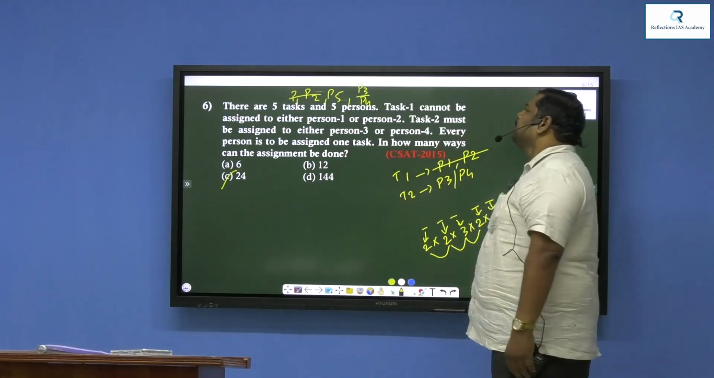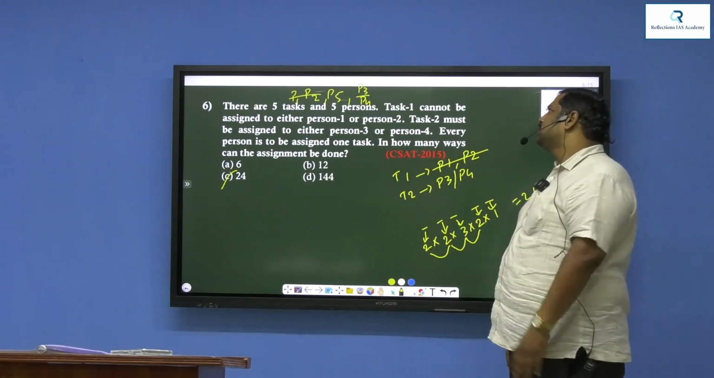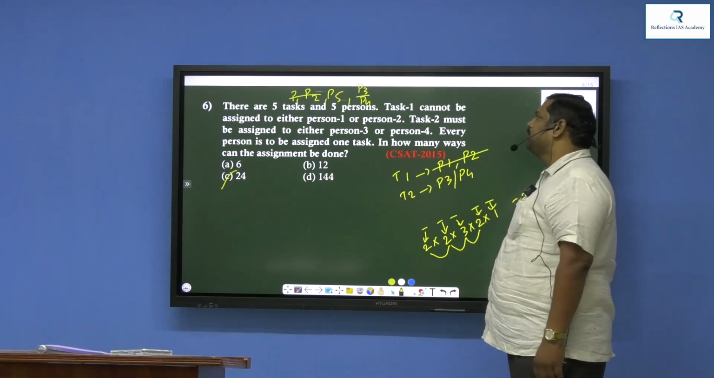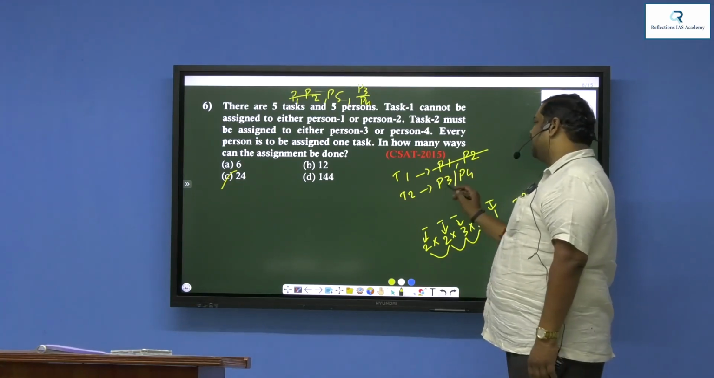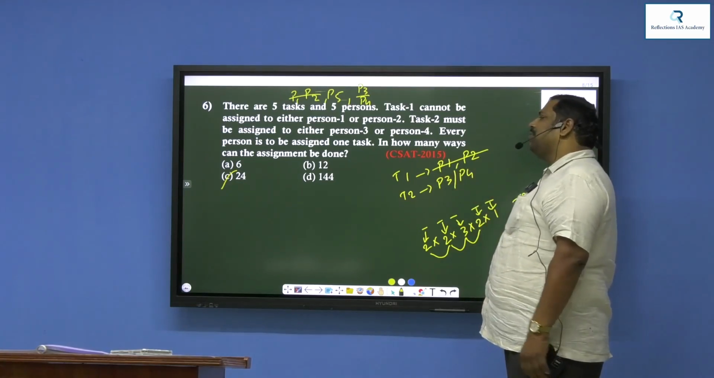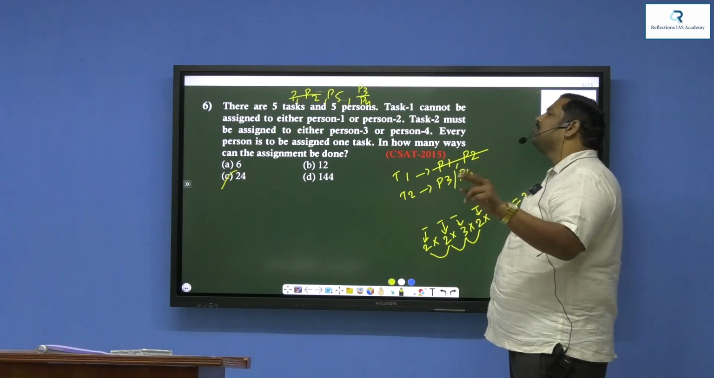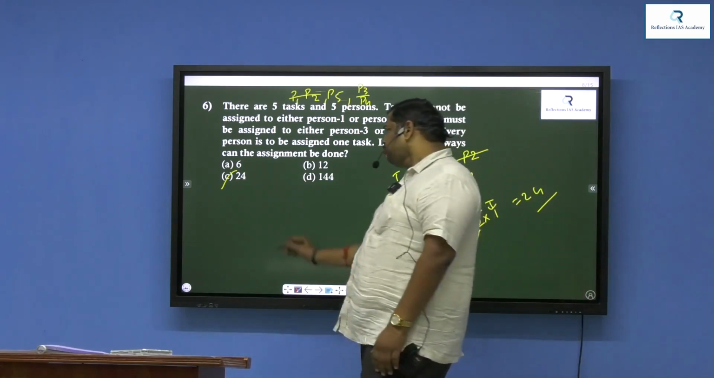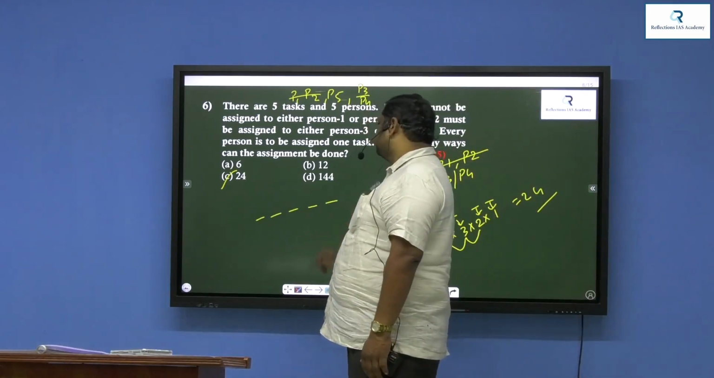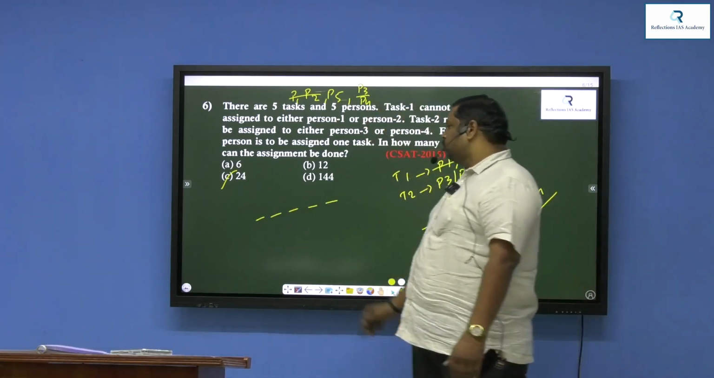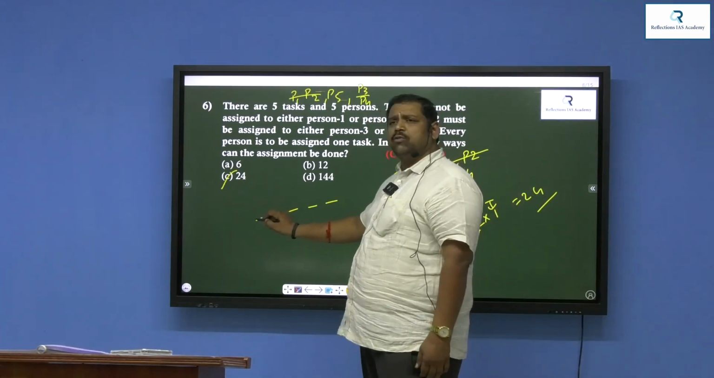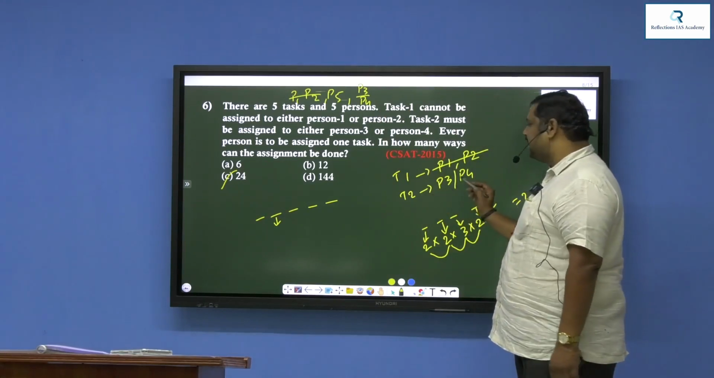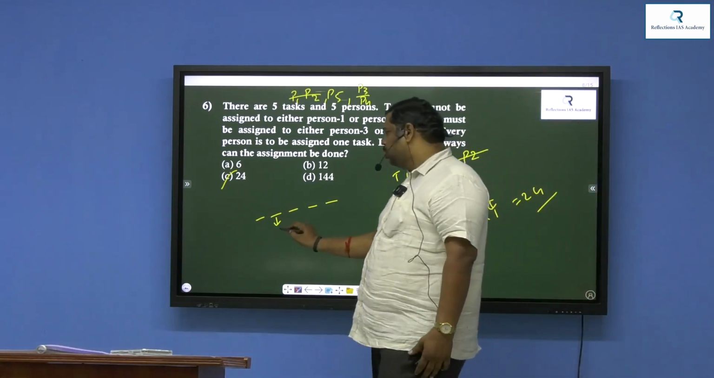Right, observe that. There are 5 tasks and 5 persons. Task 1 cannot be assigned to either of P1 or P2. Task 2 must be assigned to either P3 or P4. Every person is to be assigned one task. How many ways can the assignment be done? Okay, 1, 2, 3, 4, 5. So, this task I won't speak first. First I will speak about this task. The task should be assigned to P3 or P4 only. Means how many ways can I assign? 2 ways.